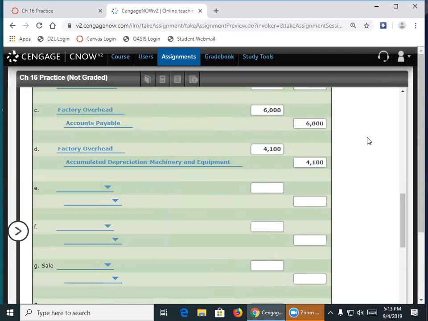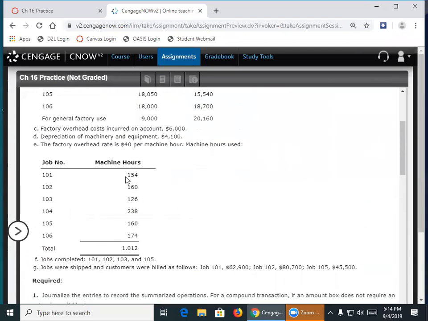Part E, the factory overhead rate is $40 per machine hour. And if you notice in the table, they give us all the machine hours used. Well, I need to know per job too, but right now I just need the total overhead. So this is your applied overhead. I can take my total hours, 1,012, and multiply by the $40 rate, because it said we applied overhead at $40 per machine hour.